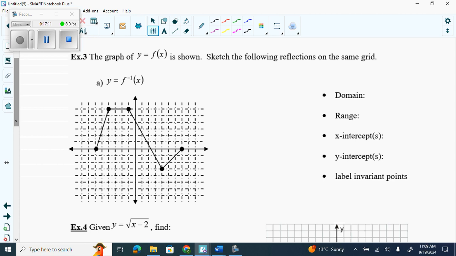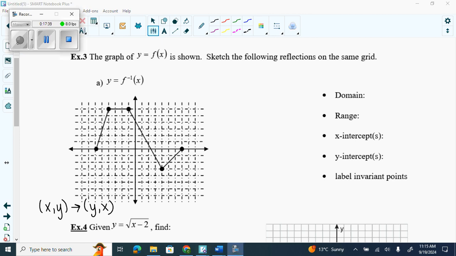I want you to go to example 3. This is the graph of f of x. I want the graph of f inverse of x. What are you going to do? You're moving points. You're moving coordinates. So what are you going to use? Mapping. And what is the mapping for inverse? xy becomes yx. Go. Okay, let's see where we're at.